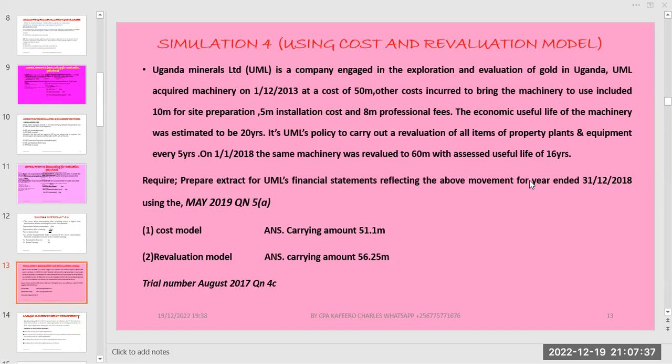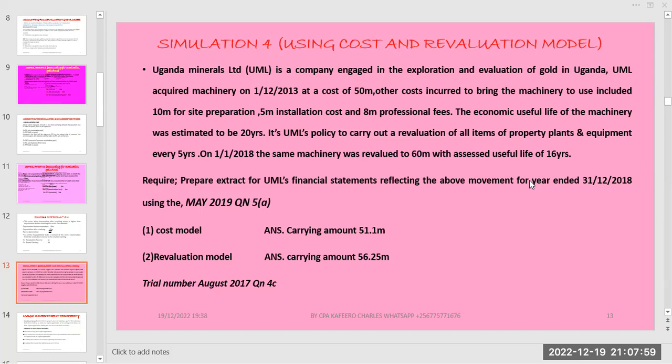And it will need you again to reread the number, which will be consuming time. So basically, without wasting time, let's look at the question in detail. We know what we want, we know what the cost model is, we know what the revaluation model is, and you will see what we are going to be having.